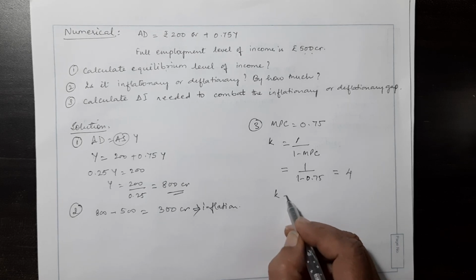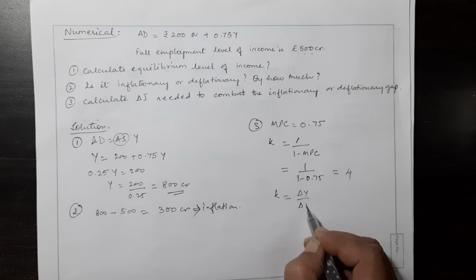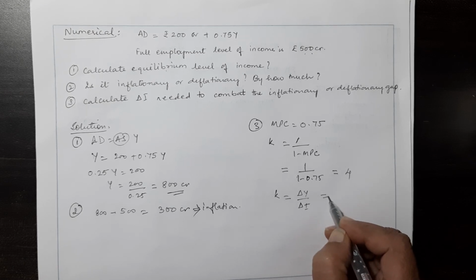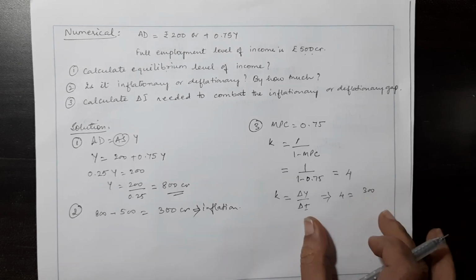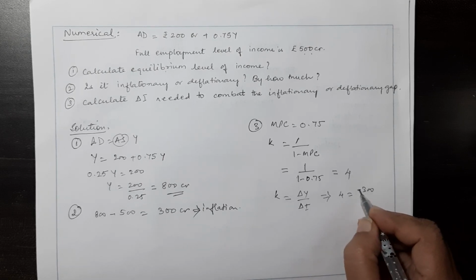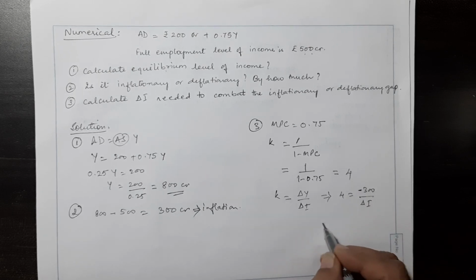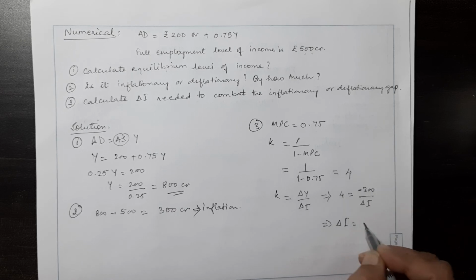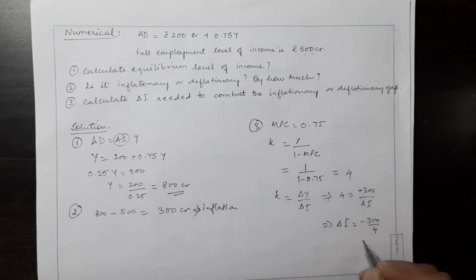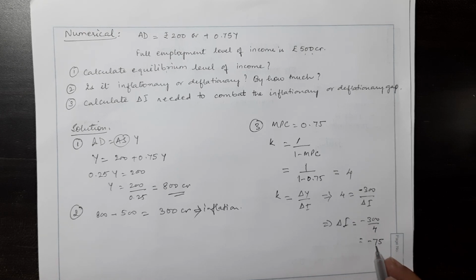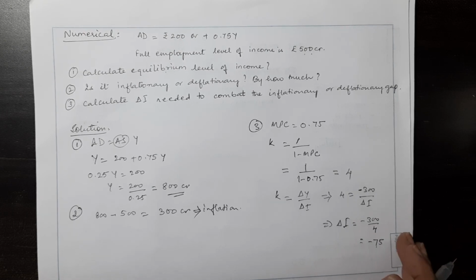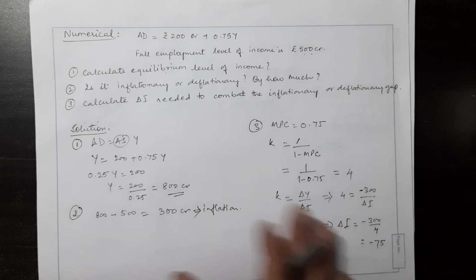We also know that K is delta Y by delta I, and delta Y we have found to be 300, and K is equal to 4. Since income has to be reduced by 300, we'll take this as minus 300. So 4 is equal to minus 300 divided by delta I. This implies delta I is equal to minus 300 by 4, which is equal to minus 75. So the investment must reduce by 75 crores to combat this inflationary gap. So that's how you solve this problem.